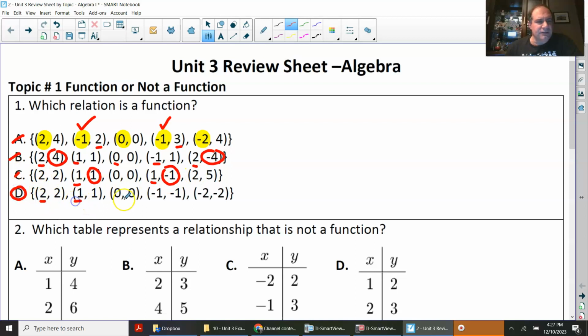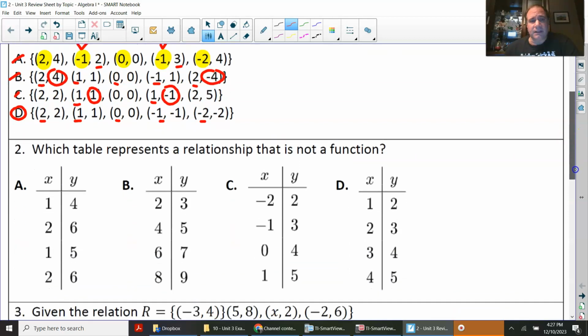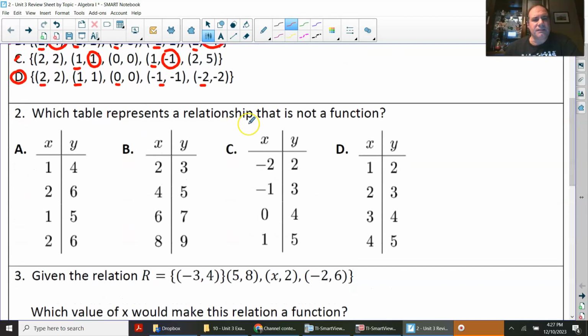We'll just look at the x's right now. None of the x's repeat. I don't care what's happening with the y. D is your answer. Which table represents a relationship that is not a function?